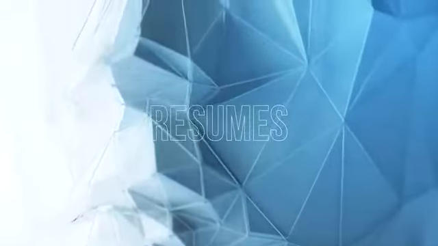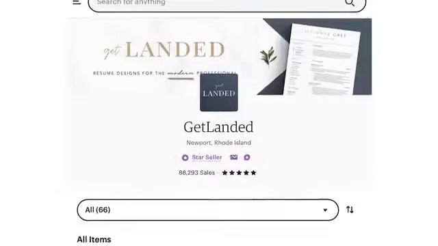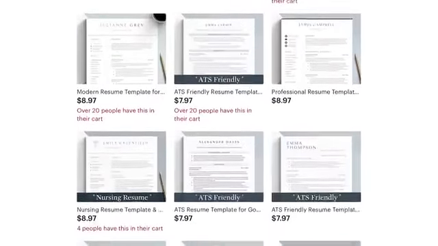Likely the most boring idea that we'll talk about today is idea number 6, which is creating resume templates. Now I know I've already talked about this in other videos, but I just have to mention it again because of how profitable and passive this product is. This shop that I've already beaten to death, called Get Landed, offers very basic looking resume templates.